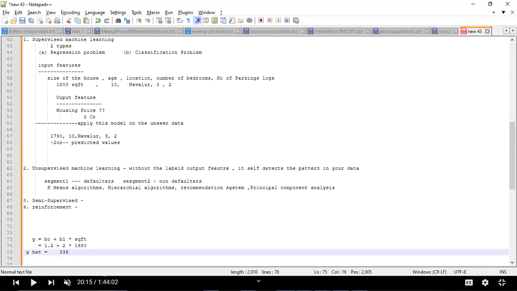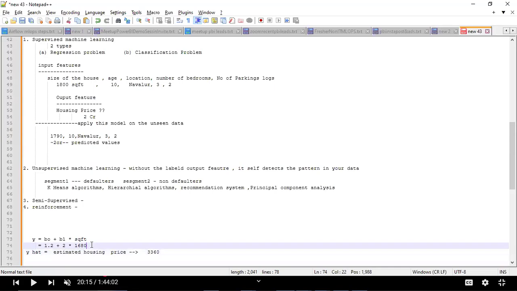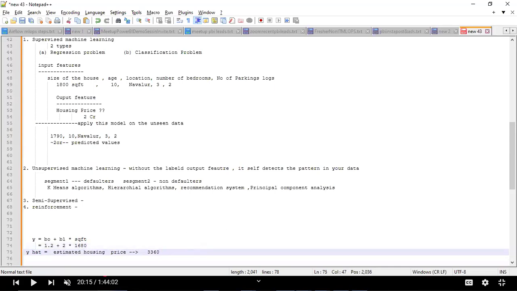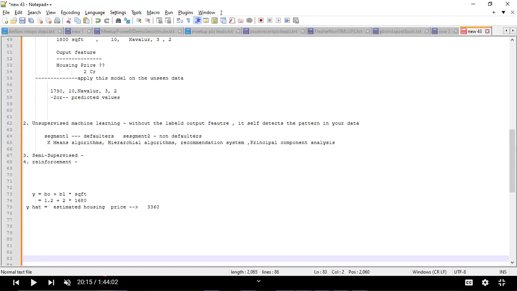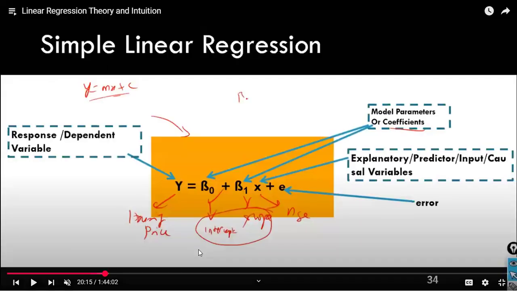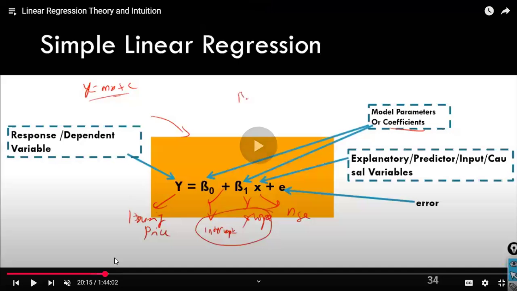3,360 is your housing price. Y hat is nothing but estimated housing price. We use the notation y hat, which is nothing but the estimated housing price for this given square feet. For this given 1,680 square feet, this is the money that you can get if you sell it. Beta naught is intercept, beta 1 is slope, don't forget it, okay?